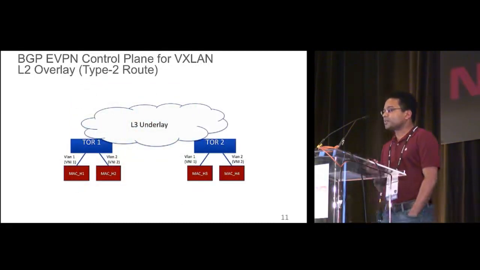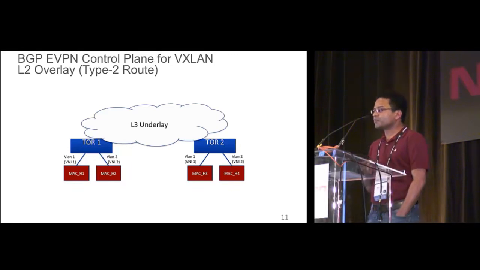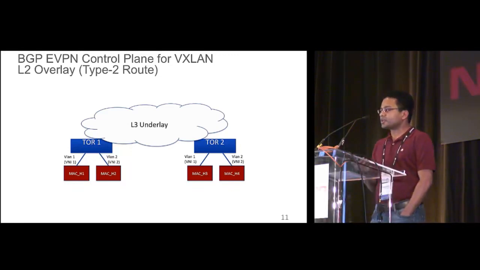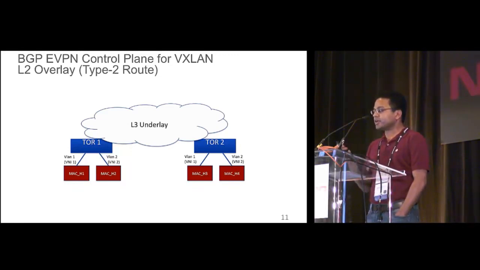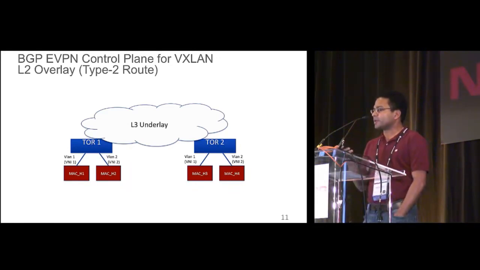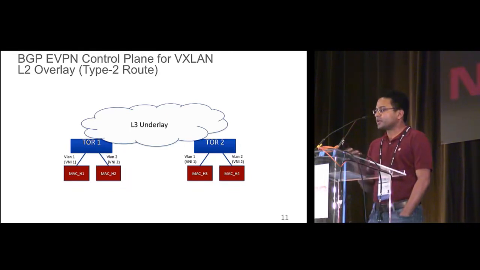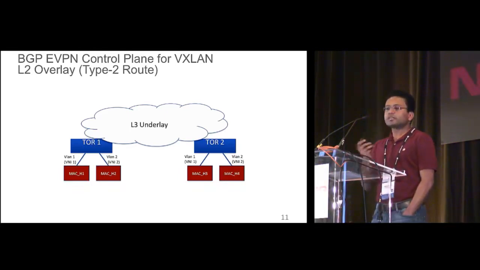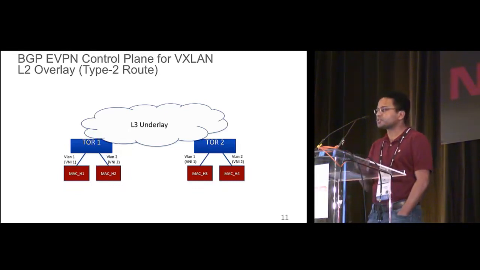And here is just an example. With the type 2 route, we are looking at an L2 overlay. Here you have VLAN 1 and VLAN 2. VLAN 1 has MAC H1 on TOR 1 and MAC H3 on TOR 2, and VLAN 2 has MAC H2 on TOR 1 and MAC H4 on TOR 2. Here the TOR or the leaf supports the L2 gateway functionality, and we are seeing that it is still supporting the VXLAN tunnel endpoints.